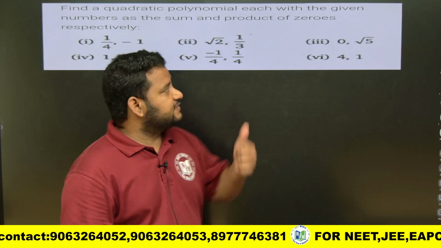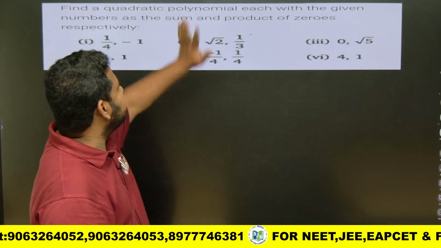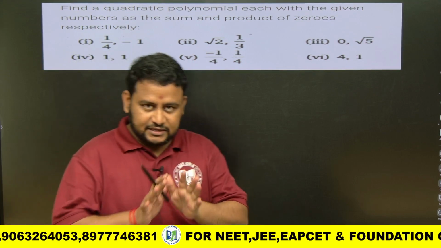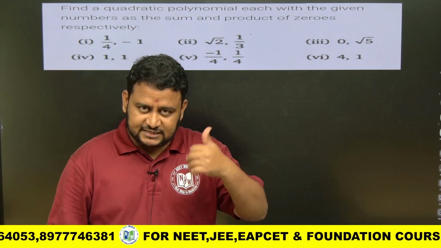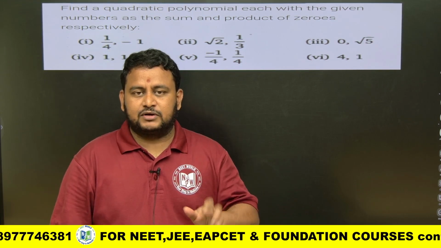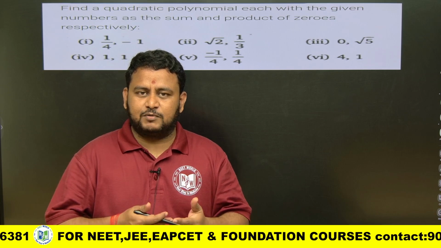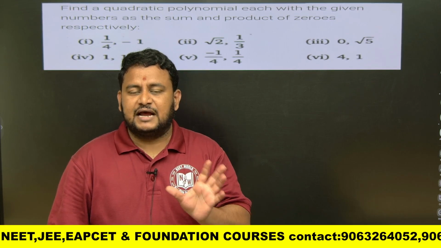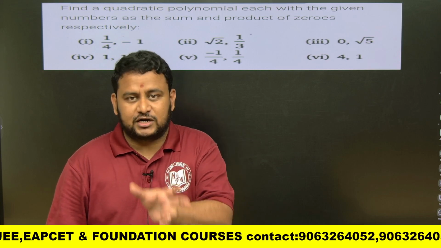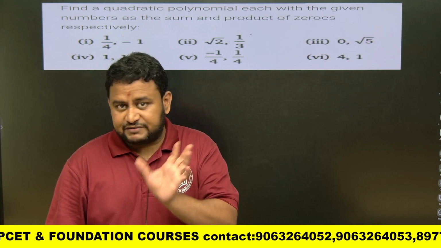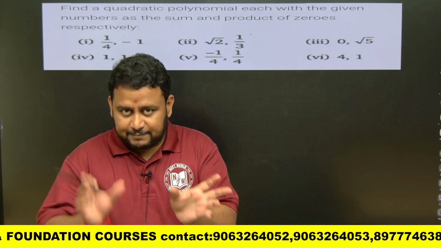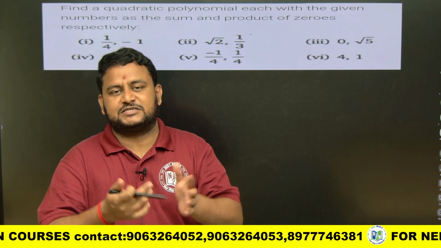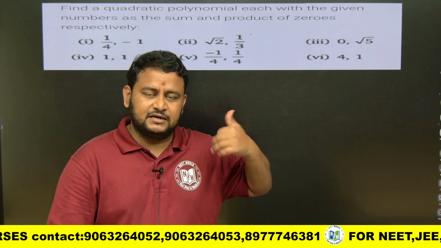But here in this part, they have asked us to find a quadratic polynomial each with the given numbers as the sum and product of the zeros. Here they have not given the zeros. If they had given the zeros, finding the quadratic polynomial would be easy. But here they have given the sum of the zeros and the product of the zeros, and using that we have to find the quadratic polynomial. This is a reverse process to what we did in the first main.